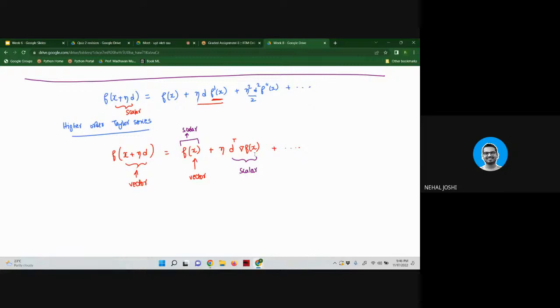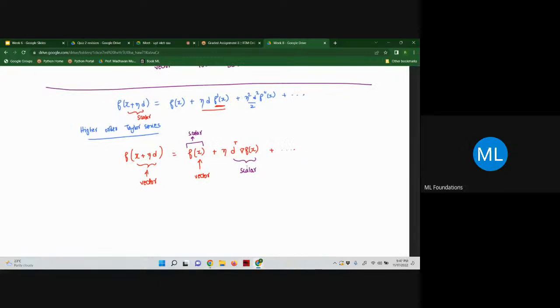It depends upon the eta d, but if you're choosing less eta d, if eta d is small, then that's going to be negligible. Okay, thank you. Okay. Clear? Yes.